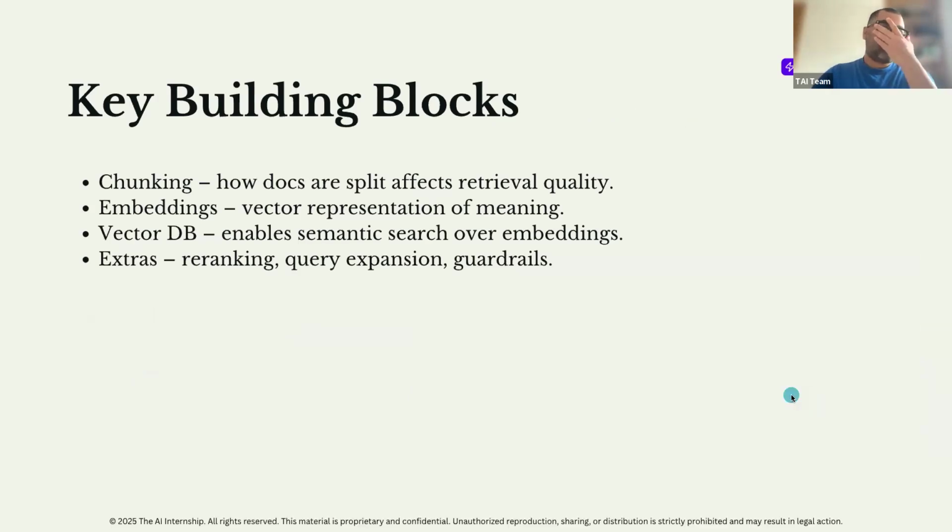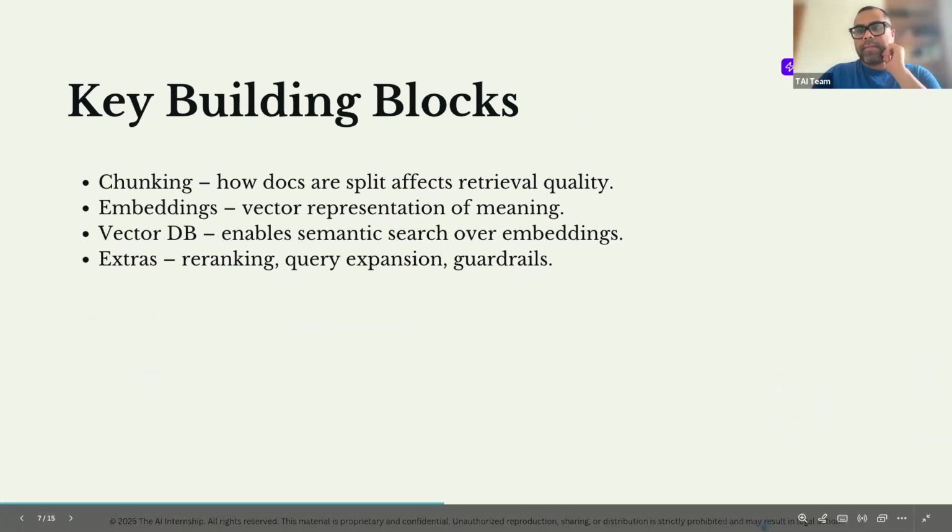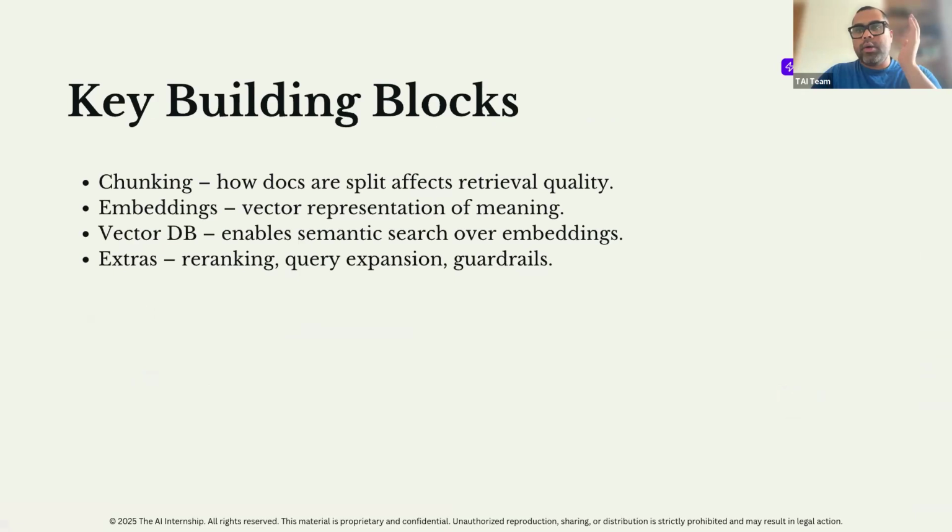As I said earlier, the key building blocks of RAG: chunking, like how do you split your knowledge base before you store that in the database? How do you break that in? That's quite critical because these are text, long documents, ideally. It could even be multimodal. So how do you break it down in a sensible way?